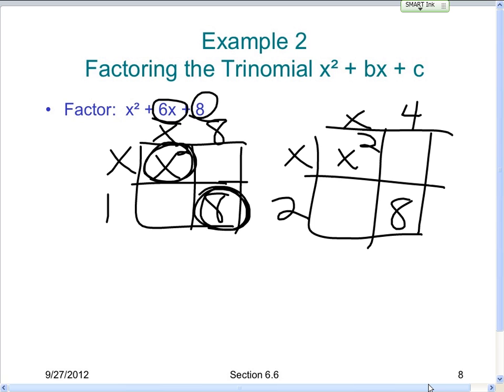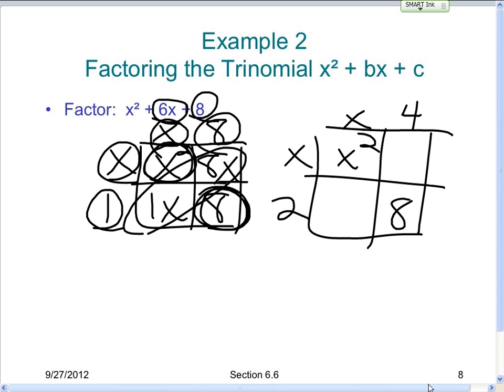And those are our only options for multiplying to get 8. So we have to actually check to see which one is the correct one. So let's fill in the box. If this were 1 and x, this would be 1x. x times 8 would give me 8x. And if I were to add these together, this one would be x squared plus 1x plus 8x is 9x plus 8.